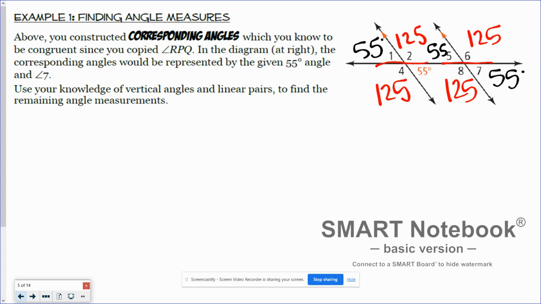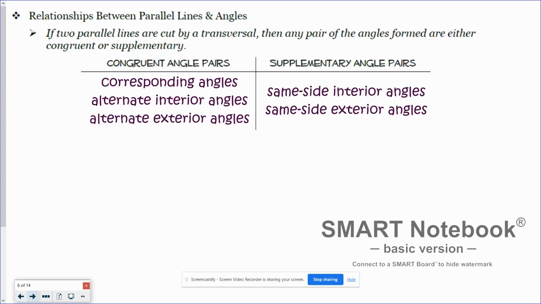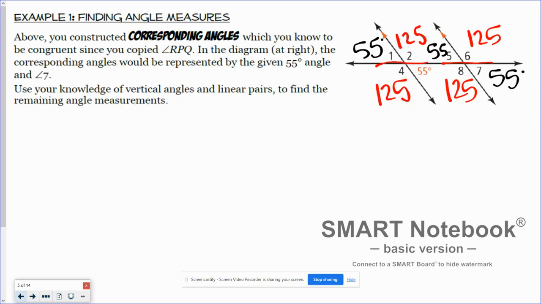Now, the other two angle pairs are supplementary, same side interior and same side exterior angles. So like angle 2 and angle 5, 125 and 55 add up to be 180. So they're supplementary. Same with 4 and 7. Those are same side exterior angles, and they're supplementary.